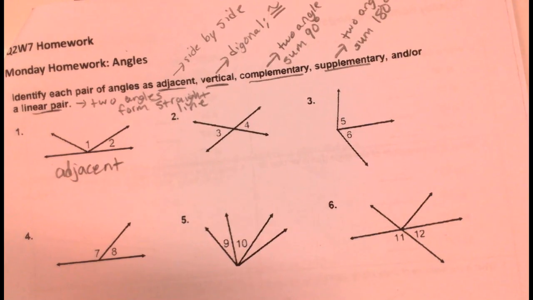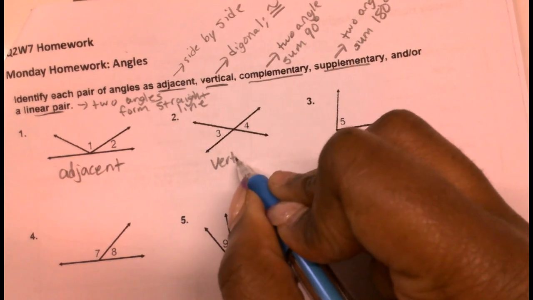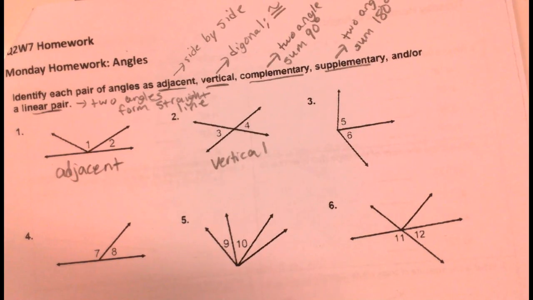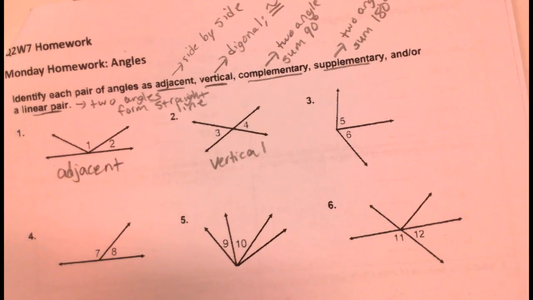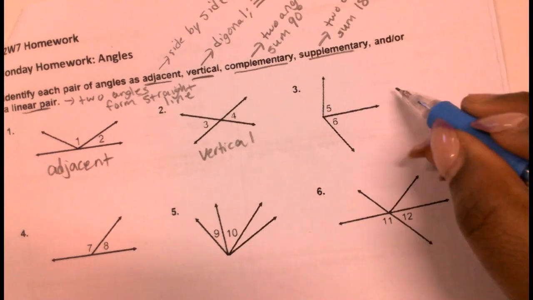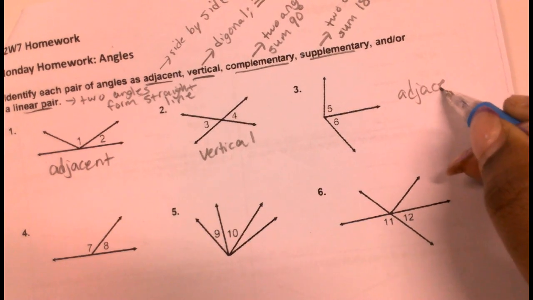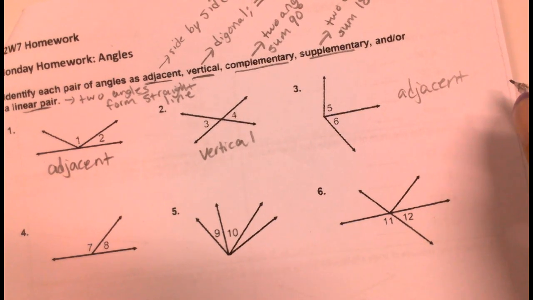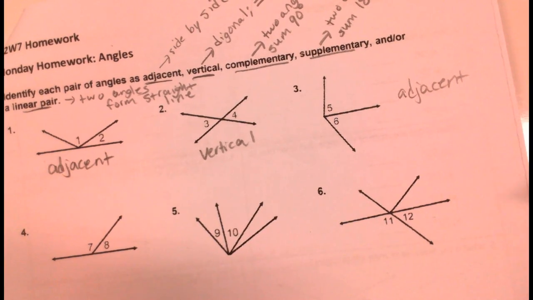Number two, vertical. That's it. These are vertical angles. They're not side by side. They don't form 90 degrees. They are vertical. That's it. They would be congruent. So whatever one is, so is the other. Number three, what do you think number three is? Nope. Supplementary means they form a straight line. They're adjacent. They don't form 90 degrees. They don't form a straight line, 180 degrees. That's all they are, is adjacent, side by side.